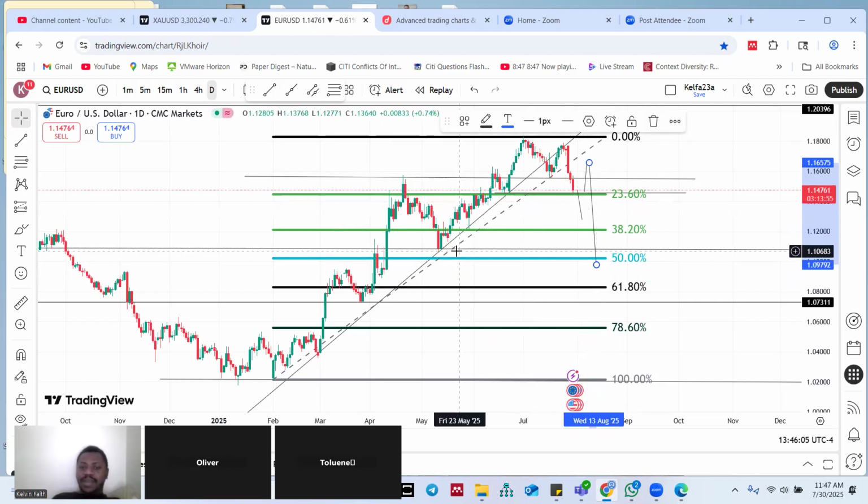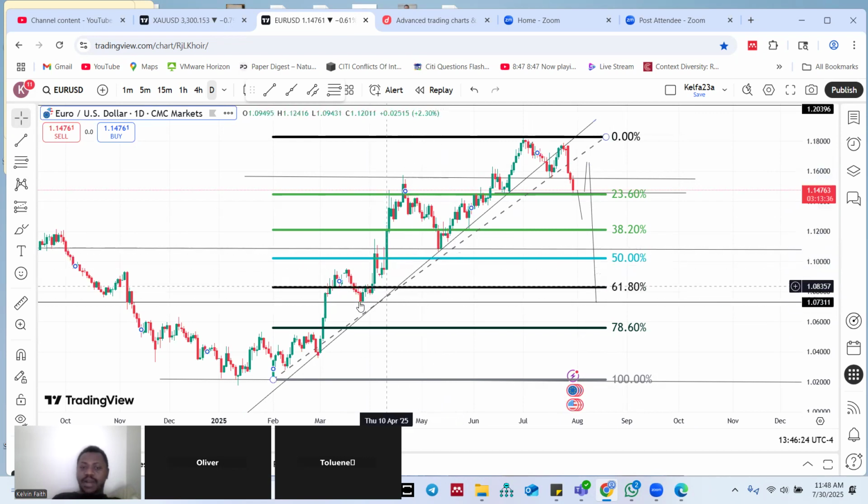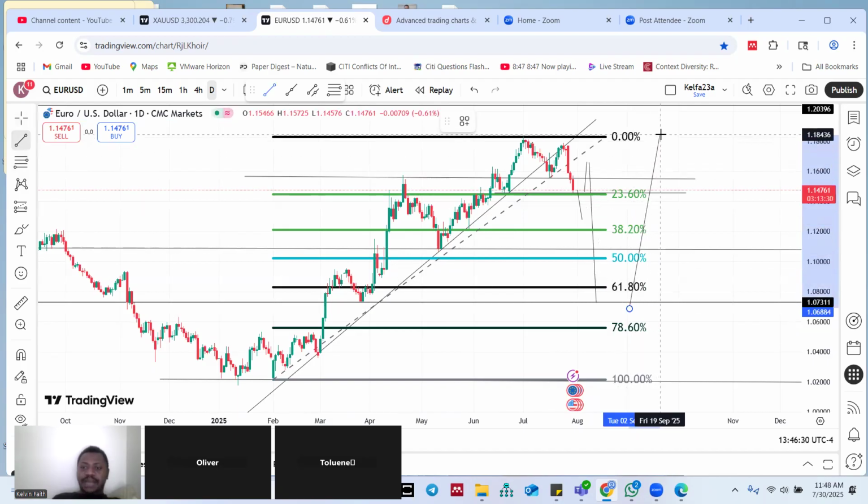Trading to equilibrium means we are targeting the first swing low here. Our price would also likely target 61.8%, which is still at discount. All these areas are discount. This area and this area are all at discount for us to have a push to the upside.